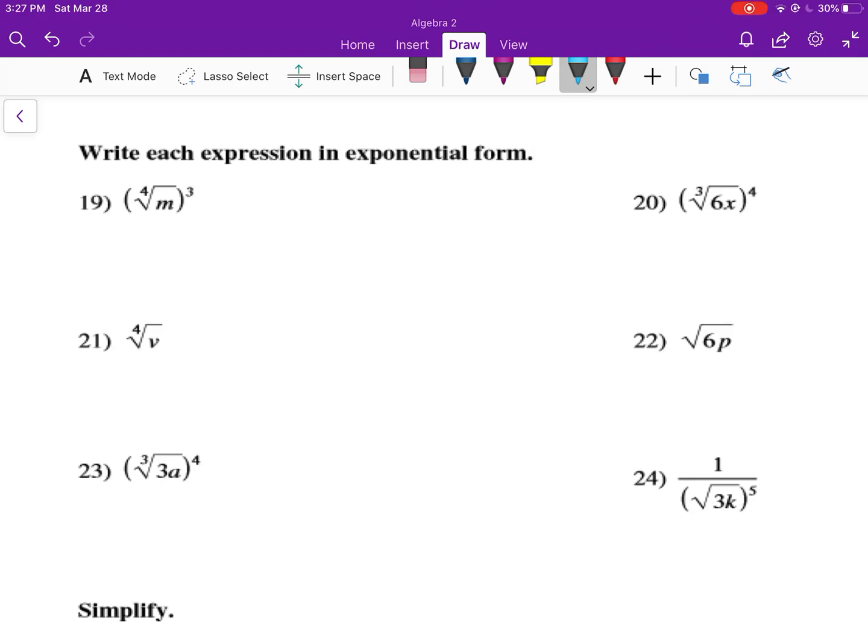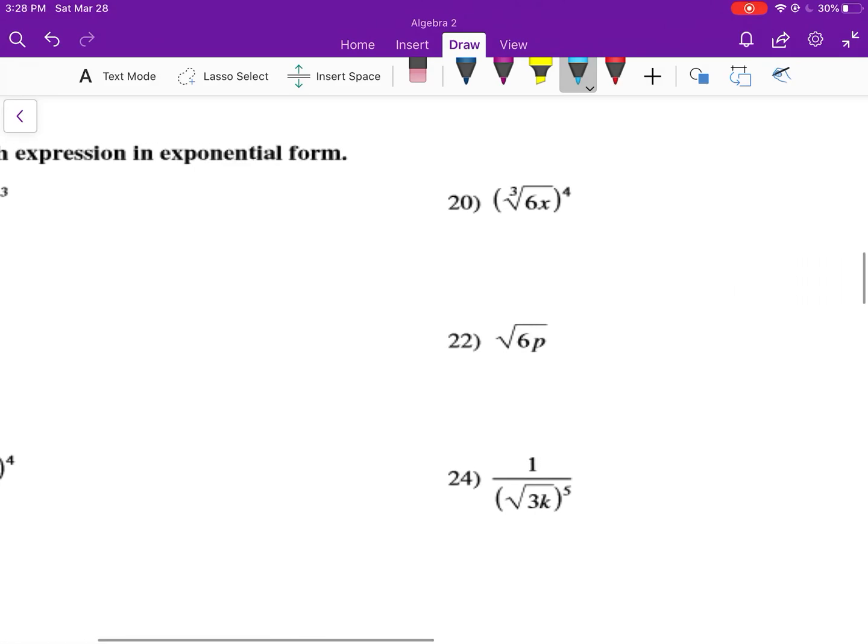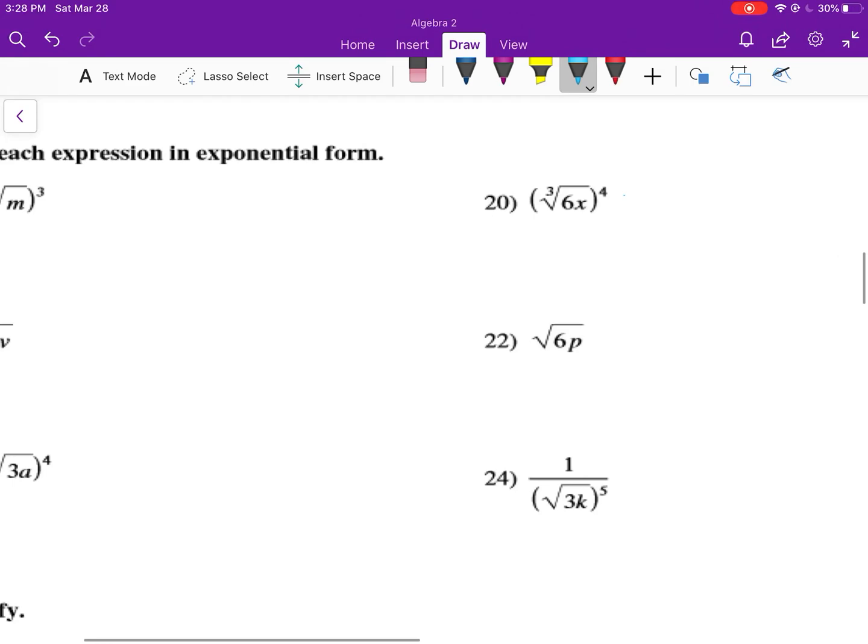The next one, write each expression in exponential form. This is just going backwards. Let's pick number 20 here to do. Number 20, we have 6x that was in the radical, so that's going to be our base. Make sure you put parentheses around that because the whole thing is going to have the exponent of, and the 3 goes in the denominator, and the 4 goes in the numerator. And so that's our answer for that.